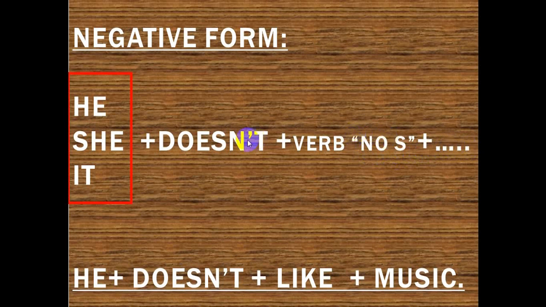So whenever we use the auxiliary verb doesn't in the present simple negative form, we delete the S in the verb. Whenever we have doesn't, there is no S with the main verb. As an example, he doesn't like music. The main verb like is without S.